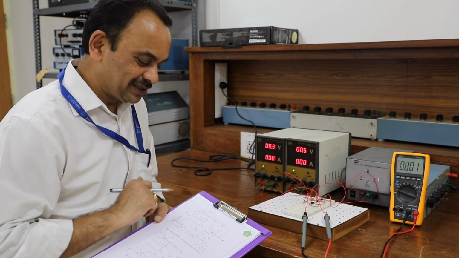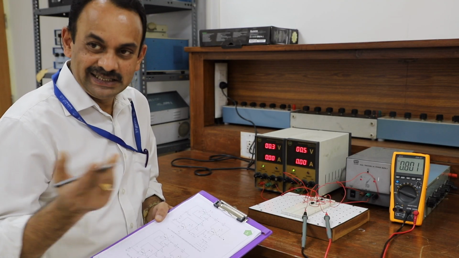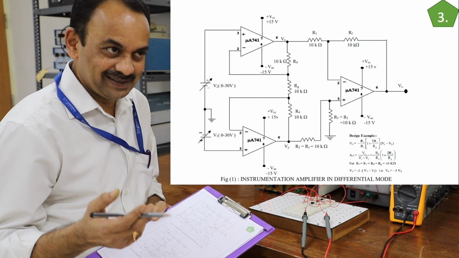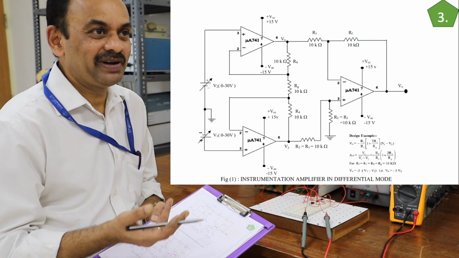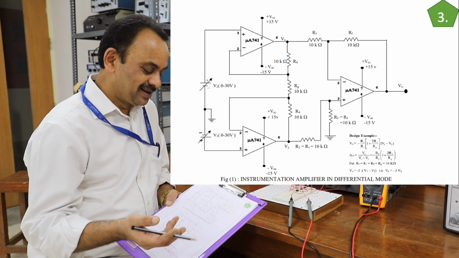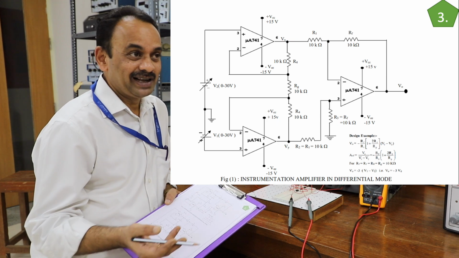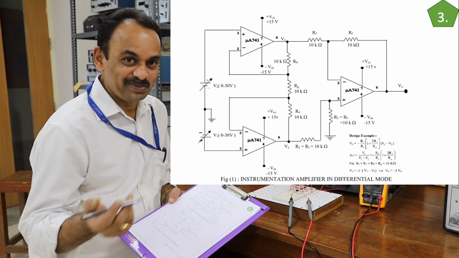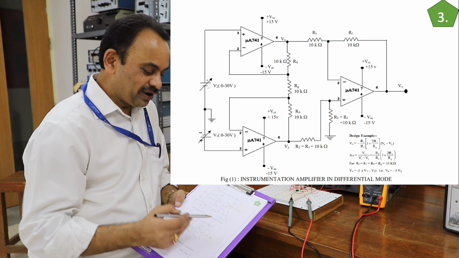So let me demonstrate the third experiment, which is a DC application of the op-amp for amplifying a differential signal, which we have discussed at length in the theory class, calling it one of the most important amplifiers for all instrumentation amplification applications. So, therefore, it is very rightly called an instrumentation amplifier.